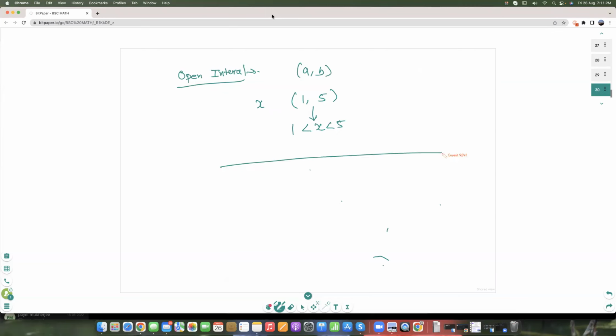We discussed the number line as well in the last class. So it's something like 0, 1, 2, 3, 4, 5. On a number line, it will be denoted like this: 1, 2, 5. But these two end points will be hollow, not a dark one, because this is just greater than, not equal to. Understand? Okay, sir. Now another one is the closed interval.